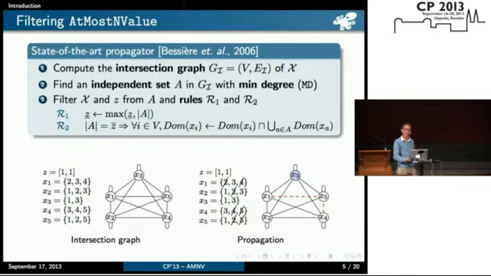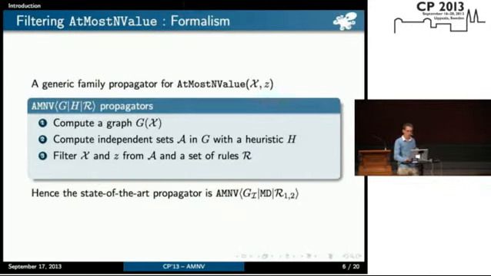So we start from this propagator, and we'll try to extend it a little bit to a wider family of propagators for the AtMostNValue constraint. And we introduce a formalism with 3 parameters, and the idea is to make propagators that keep the same lines. So they compute a given type of graph over those variables, then one or many independent sets with a given heuristic h, and filter variables from those independent sets and a given set of rules R.